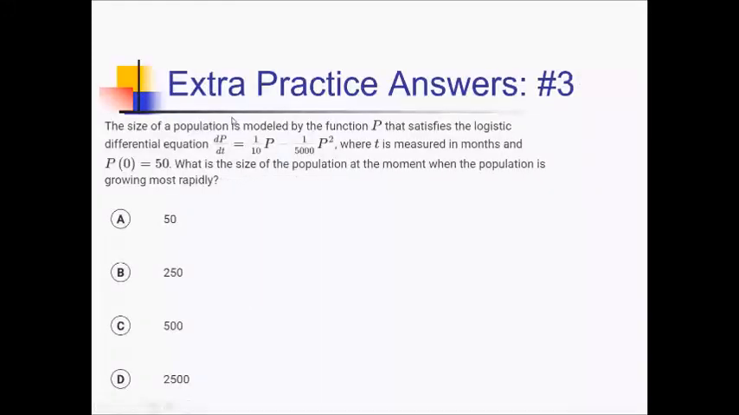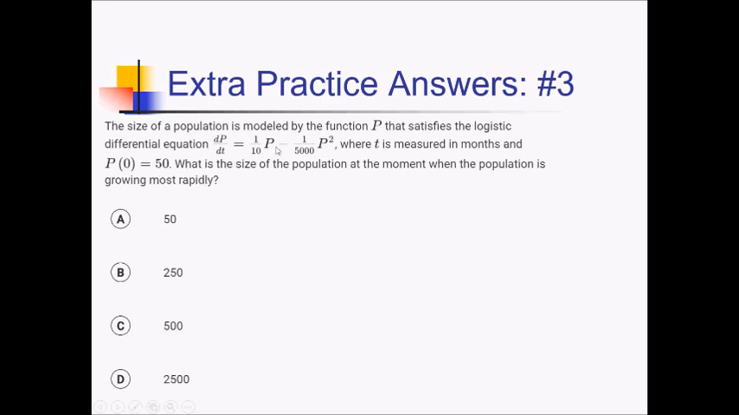For this problem, the size of a population is modeled by the function P that satisfies a logistic differential equation given right here. And we're told that P of 0 is 50. What's the size of the population at the moment when the population is growing most rapidly? Well, the most rapid growth is always going to happen when the population is at half of the carrying capacity. This is a known feature of logistic functions. So to answer this question, we first need to find the carrying capacity.